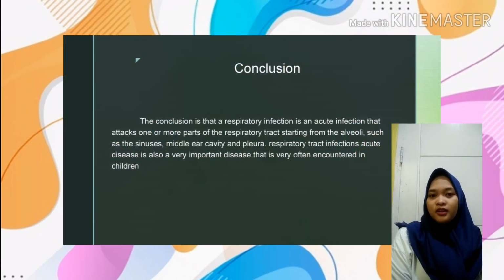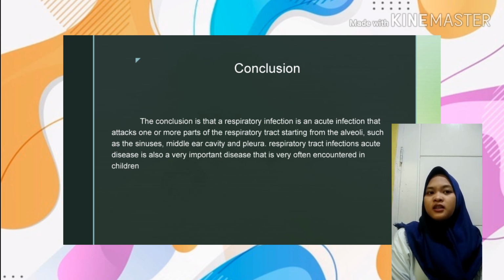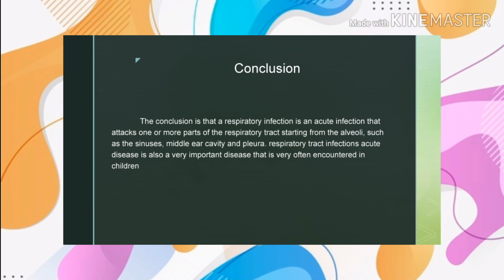And conclusion. The conclusion is that acute respiratory infection is an acute infection that attacks one or more parts of the respiratory tract starting from the alveoli, such as the sinus, middle ear cavity, and pleura. Acute respiratory tract infection is also a very important disease that is very often encountered in children.